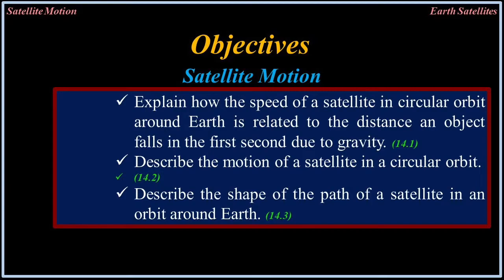Describe the motion of a satellite in a circular orbit. Describe the shape of the path of a satellite in an orbit around Earth.